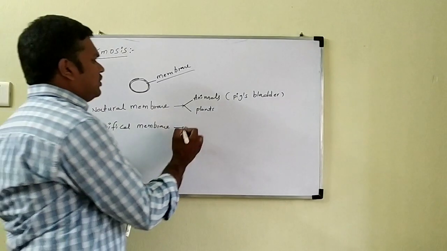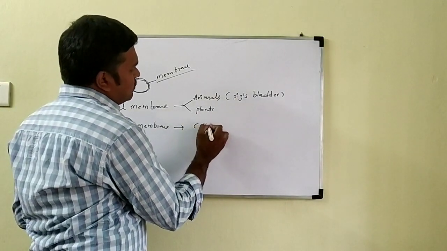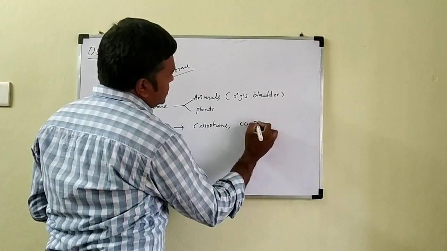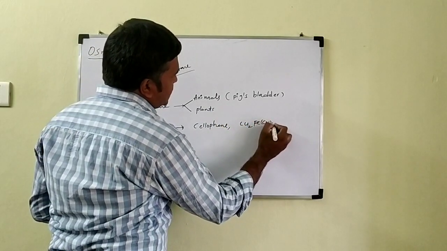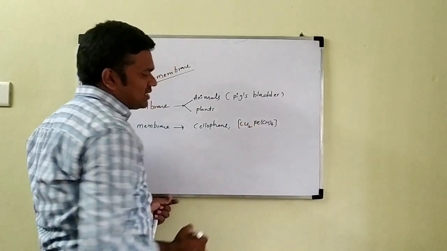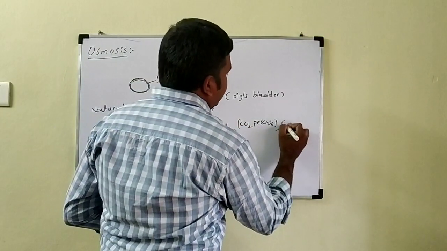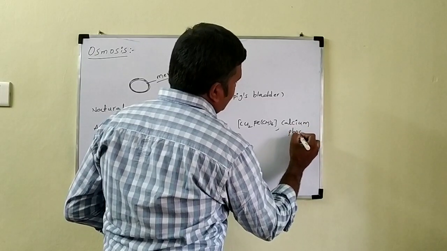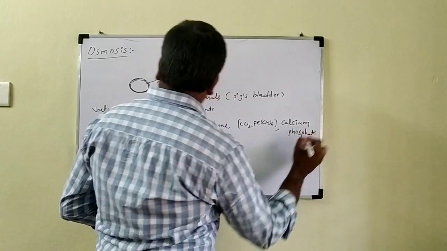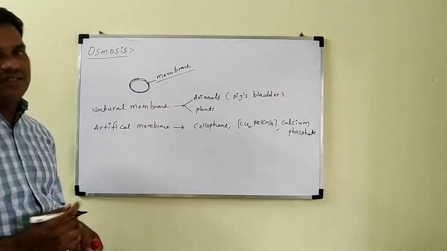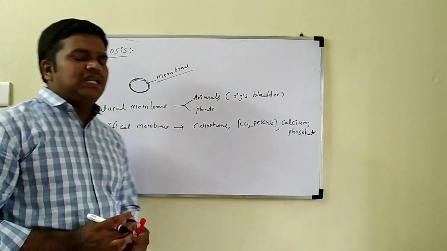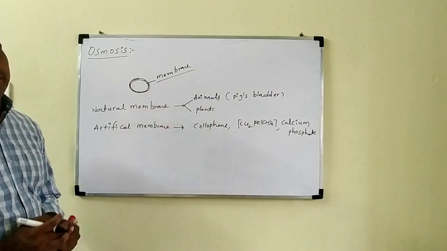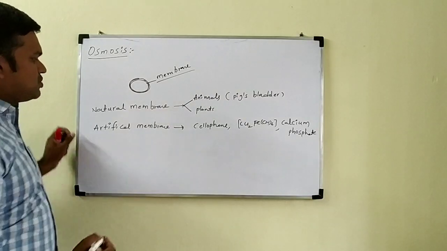Artificial membranes, one example is cellophane, Cu2[Fe(CN)6], which is a complex compound, and we can also take calcium phosphate. These are artificial or synthetic membranes. Generally these membranes are used in the process of osmosis.